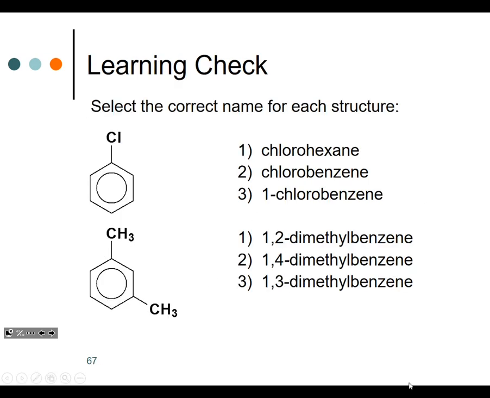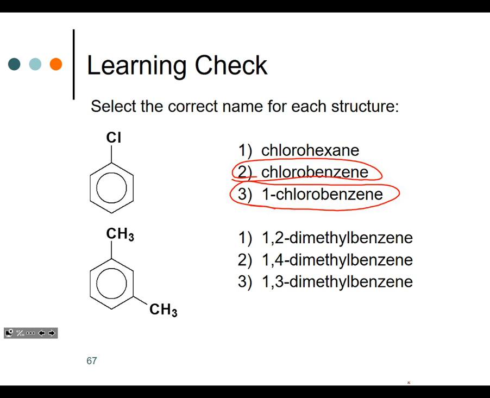All right, so learning check. Select the correct name for each structure. So we're going to look, and they don't have any toluenes in the names up here, so we're just going straight benzene. If you look at the first one, I just have a chloro, and it is chlorobenzene. Now, they are saying it will be this. This is also okay. If you write 1-chlorobenzene, that is fine. It's still the right thing.